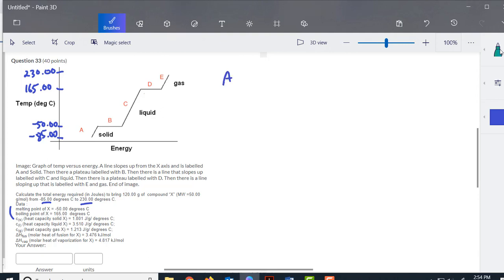So with that in hand, we can go ahead now and figure out our A, B, C, D, and E. Now for A, anything that's got a slopey line on it, like this here, is going to be Q equals MC delta T, because we're looking at just the same phase, but it's going to just change in temperature. So we're going to have Q equals MC delta T, and I'll say MC solid here. Now the mass is given as 120.00 grams, so we'll put that in there. The heat capacity of the solid is down here. That's 1.801 joules per gram per degree Celsius.